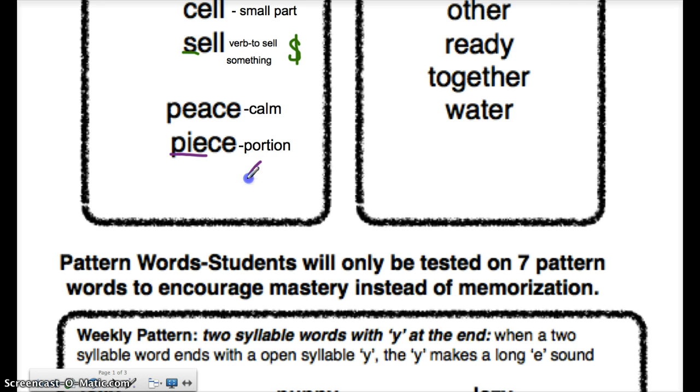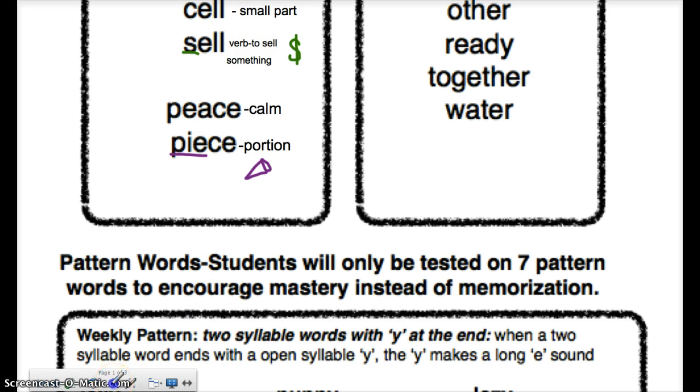You might even want to draw a little piece of pie. There's my pie, or a piece of pizza pie if you're Miss Macavina. So if you can just remember the word pie is part of piece, that means portion or a part of, then you'll be able to keep them straight. It's also important to remember you make the S sound in both of these with a C, just like the cell that means a phone or a small part.